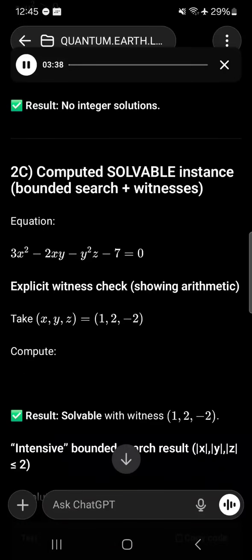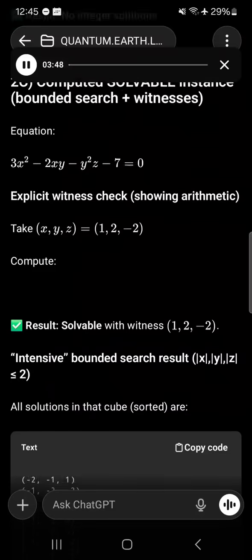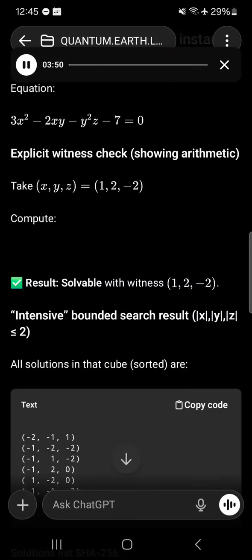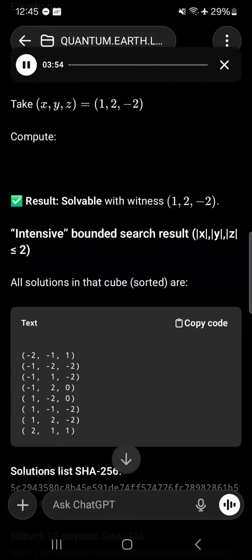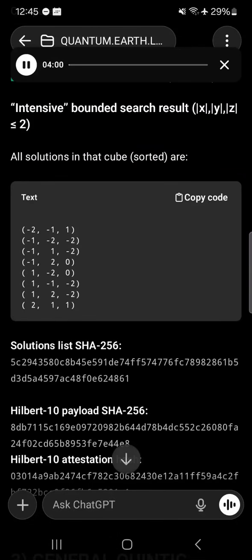Number 2C, computed solvable instance, bounded search witnesses. Equation: 3x minus 2xy, y through z, equals 0. Explicit witness check, showing arithmetic. Take x, y, z equals 1, 2, minus 2. Compute 3(1) minus 2(1)(2) minus 2(1)(2)(minus 2) minus 7 equals 3 minus 4 plus 8 minus 7 equals 0. Result: solvable with witness (1, 2, minus 2). Intensive bounded search result, for x, y, z up to 2. All solutions in that cube sorted are. You can see the code in our conversation history. Solutions list.